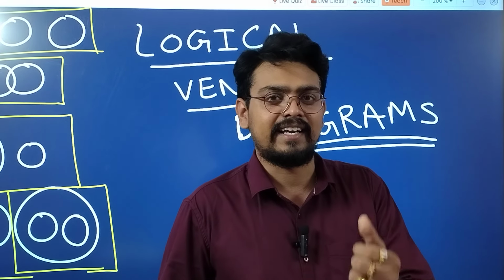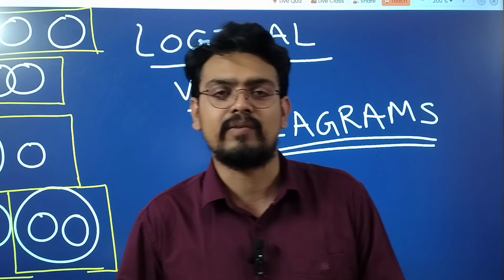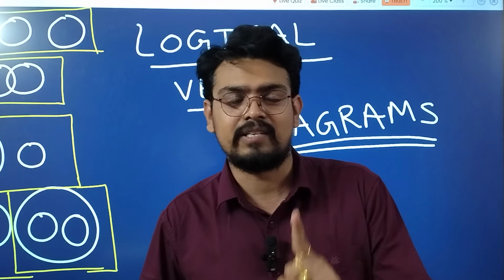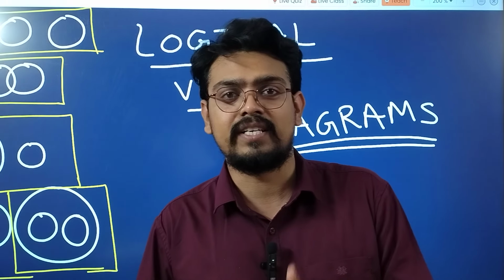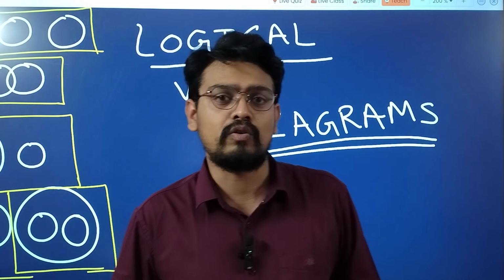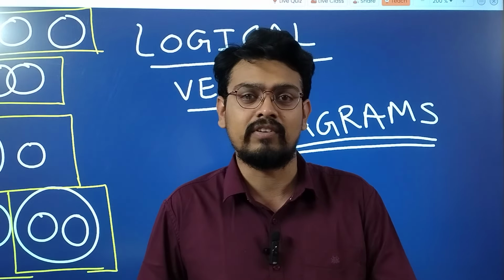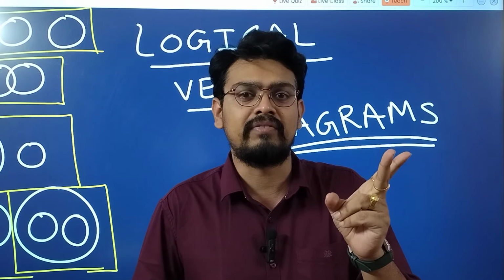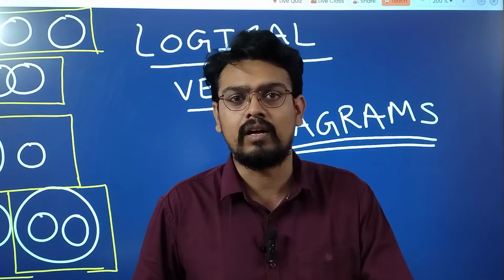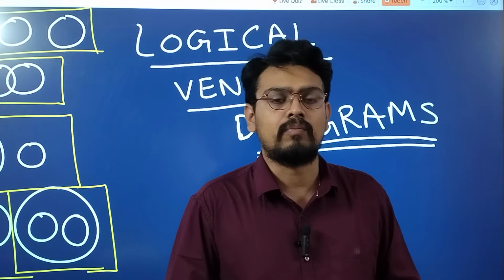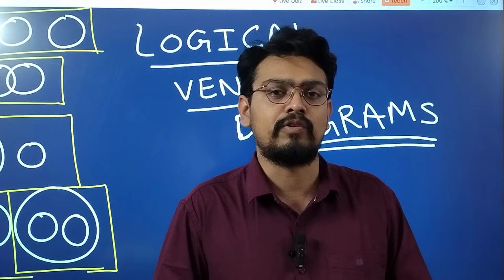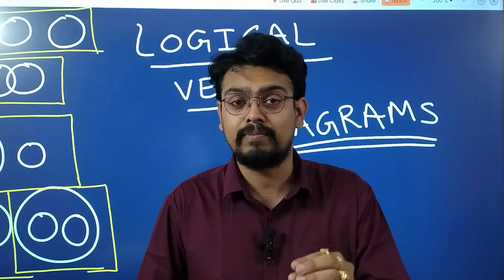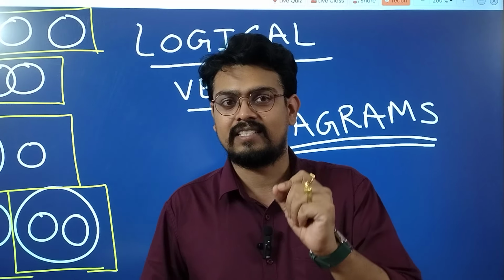Logical Venn diagrams. See, these logical Venn diagrams are always represented with circles. Remember that these diagrams are represented with circles. First of all, we have to identify the relationship between the given words. If there are only two words, we will call it a between relation, and if more than two, we will call it an among relation. So most probably for the Sainik entrance exam, you will be having three words, and those three words must be represented in circles.